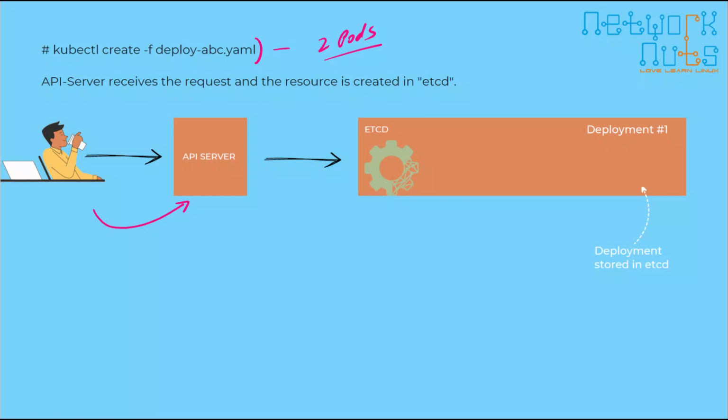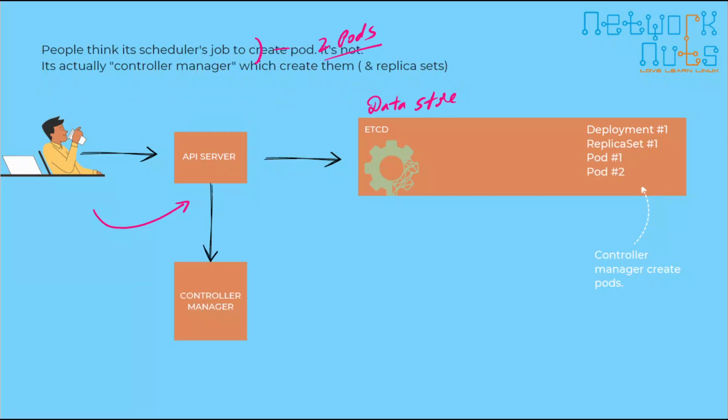Because it is a declarative language, the API server instantly writes that thing in the etcd. We know etcd is my data store, right? So those things get written in the etcd, that the user wanted to create these things. That got written inside the etcd, but the pods are still not created, right? Pods are created by whom? Pods are created by the controller manager, right?